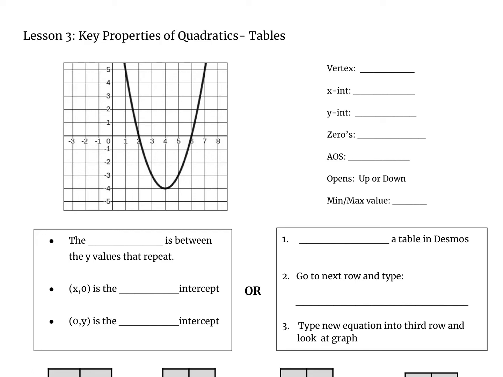This is lesson 3, Key Properties of Quadratics, but this time with tables. Let's first review looking at a graph. So here we have a graph of a quadratic function. Remember that U shape is our parabola.